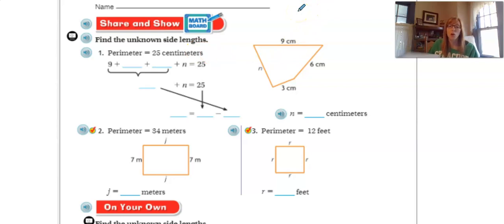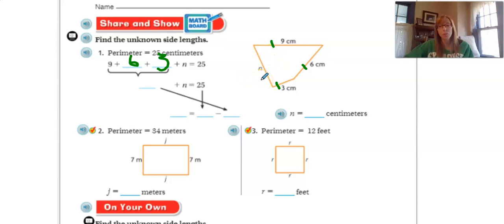All right, so we know perimeter is the distance around. So we have 9 plus a 9 and a 9, plus a 6. So our 6 is done. Then we go to our 3. All right, but we don't know what n is. This is the big question.